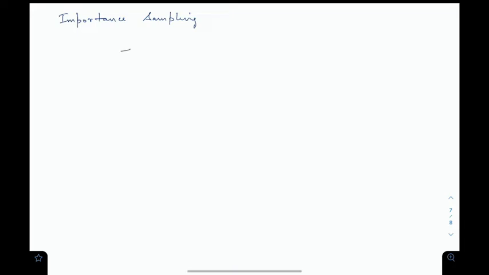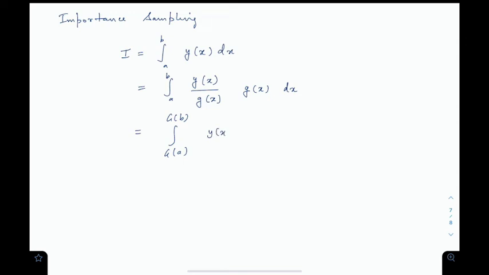So if we start with I, which goes from A to B, y(x) dx, let's say we rewrite this as y(x) by g(x) times g(x) dx, where capital G(x) is identified as the integral from A to x of small g(x) dx.